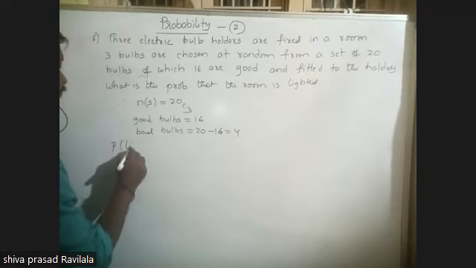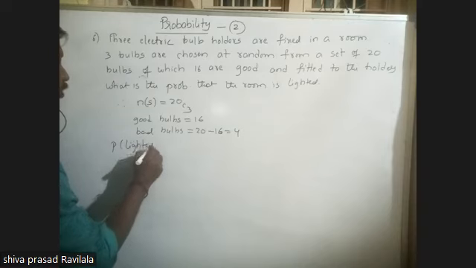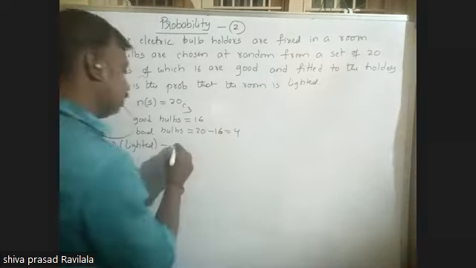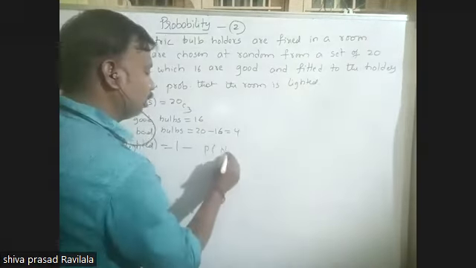Probability of lighted. Room veligi undali, kanti undali. Probability of lighted is equal to... You can select from the 16. Maybe 1 light, maybe 2 lights, maybe 3 lights, maybe 4 lights, maybe 5 lights. That's why we don't know. Therefore, in this condition, probability of lighted means 1 minus probability of no light.